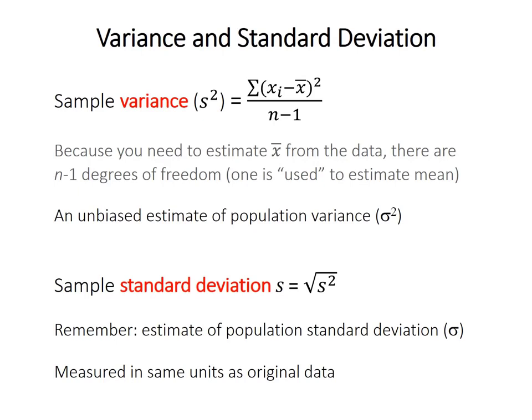So remember, in statistics, we're using a small, hopefully representative sample to estimate characteristics of a large population. And so the sample standard deviation S is going to be an estimate of the population standard deviation, which is given as sigma.